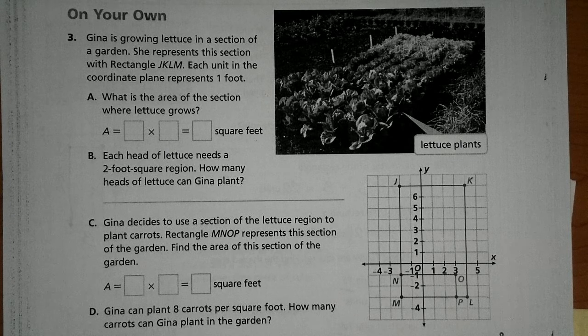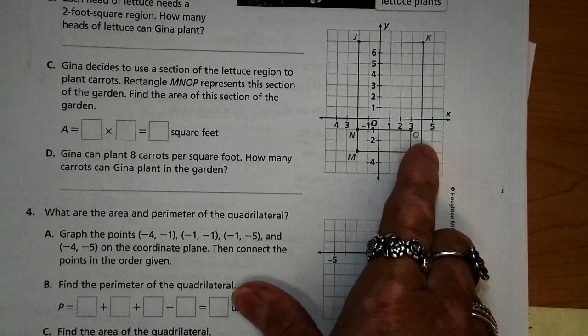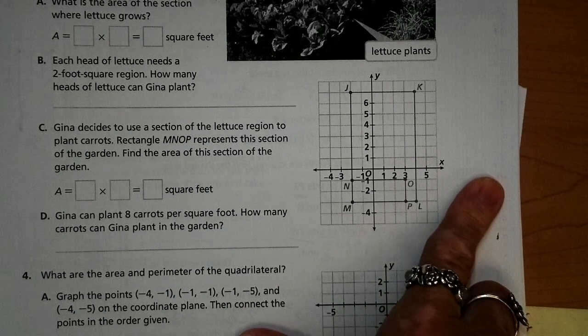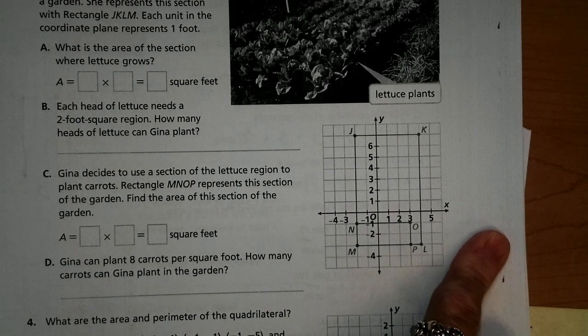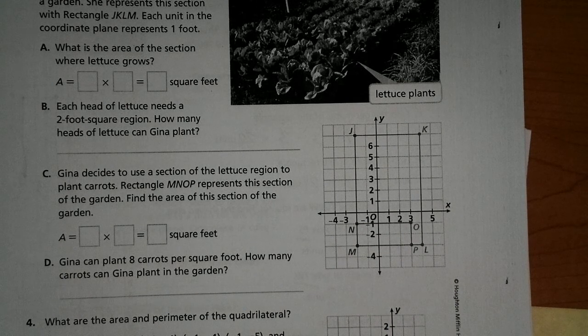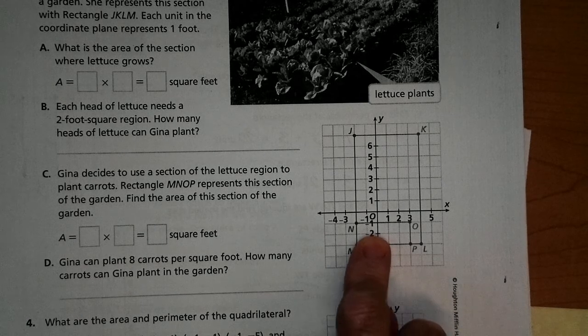In a section of a garden, she represents this section with rectangle JKLM. Each unit in the coordinate plane represents 1 foot. So that would be this piece right here. J, K, L, and M. It's the big rectangle. So what is the area of the section where the lettuce grows? So the lettuce is at this section right here.